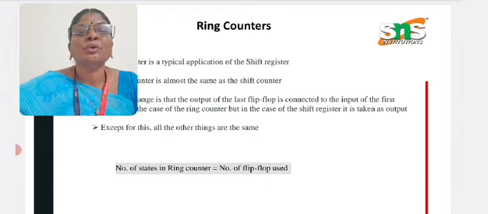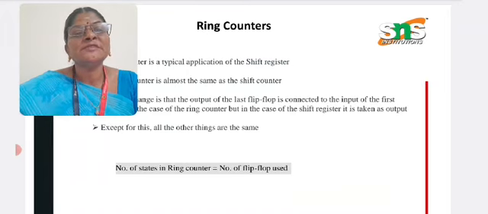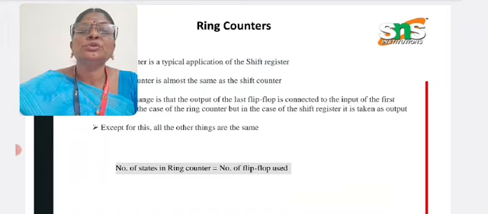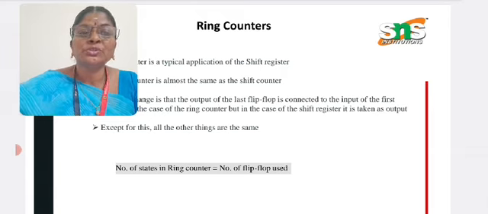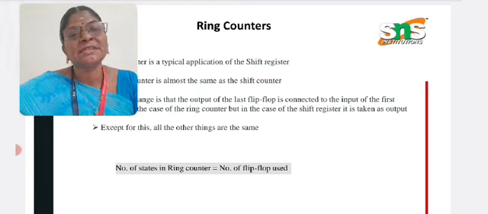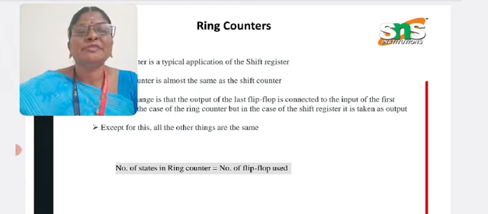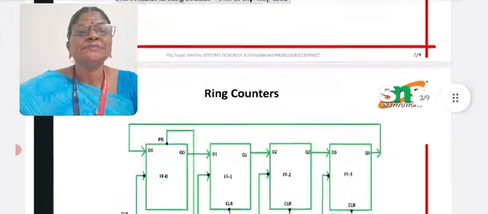The very important note is that the number of states in a ring counter should always be equal to the number of flip-flops used in the circuit diagram. So you have to calculate how many states there are and use the flip-flops accordingly. If 10 states are there, you have to use 10 flip-flops. If 5 states are there, we have to use 5 flip-flops. So the number of flip-flops depends on the number of states in the ring counter.